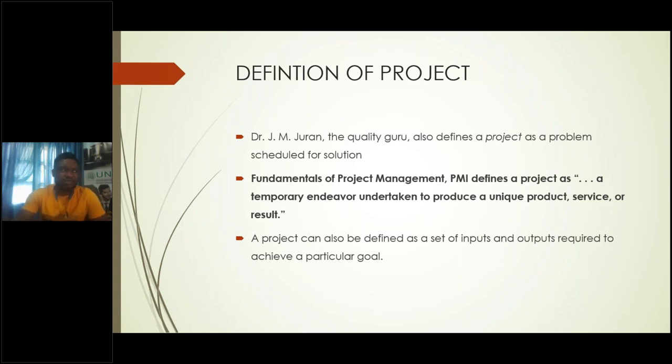Something must come out of that indomie that makes it original, that makes it different from the one you cooked the previous day. So every project must produce something unique. The result or the product must be unique. That makes the project what it is.